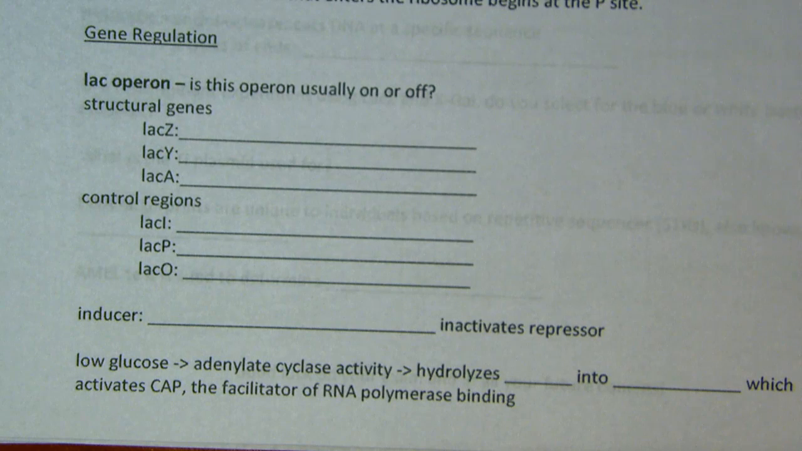Okay, so first, the main thing we talk about in gene regulation is operons. So the first operon is the lac operon. That's the most important one. If you have to just study one operon, make it the lac operon.